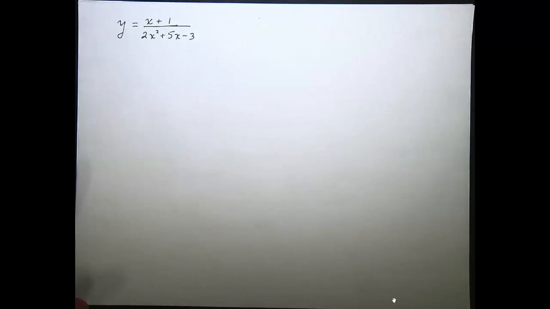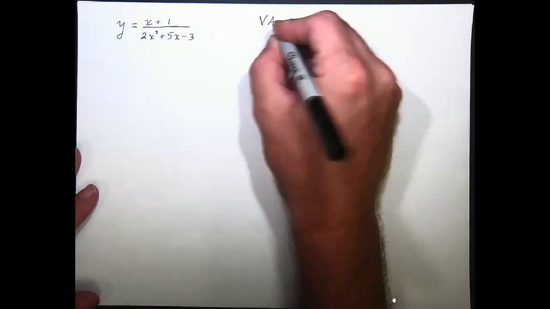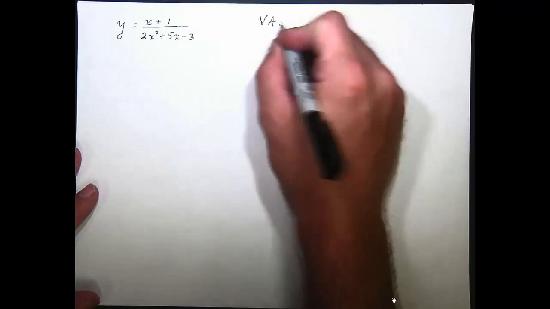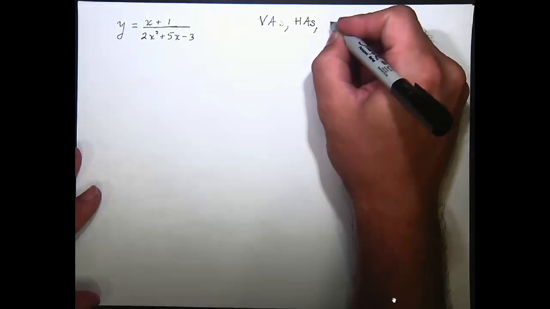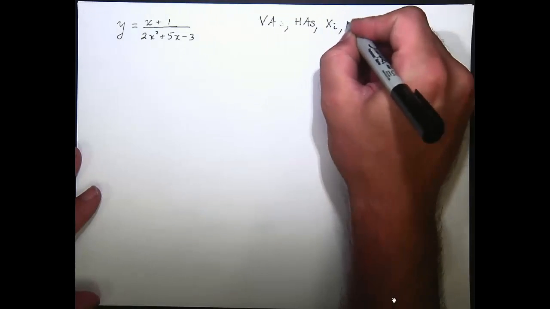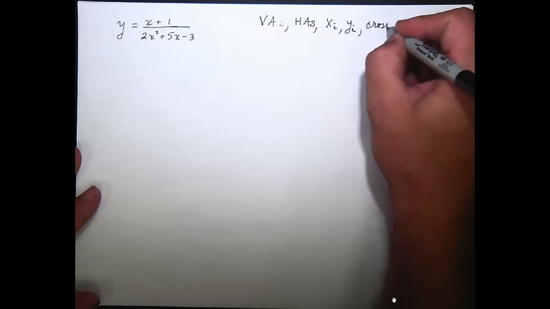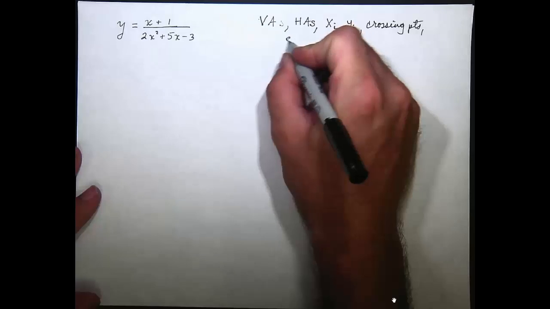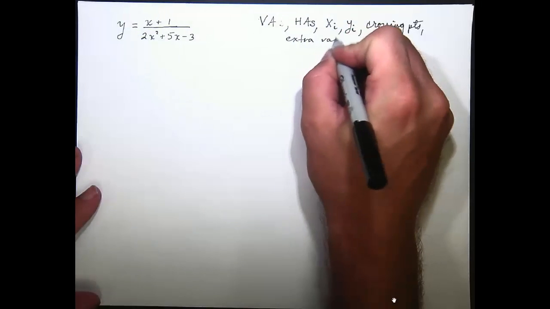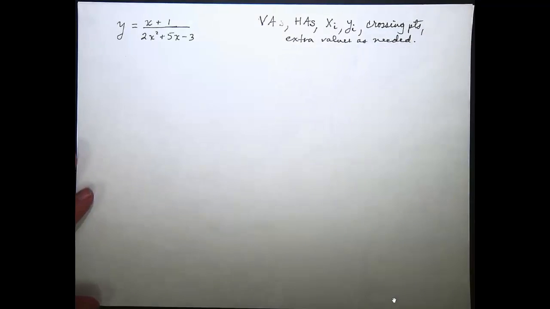Anytime we're going to draw a comprehensive graph of a rational function, we should be looking to find the following things. The vertical asymptotes, I'll just put VAs. The horizontal asymptotes, the x-intercepts, the y-intercepts, any crossing points, and extra values as needed. So I'm going to walk through each of those.